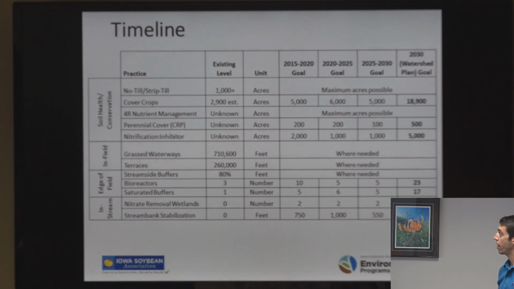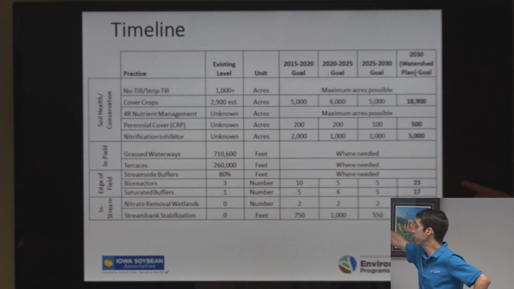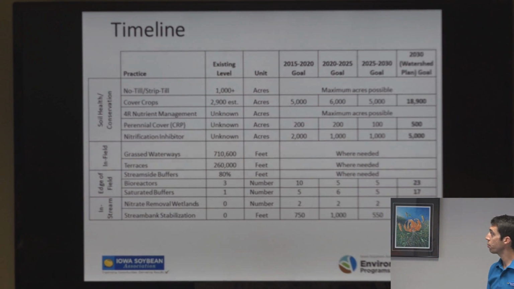It's a 15-year horizon for the Miller Creek watershed, with goals of nearly 20,000 acres of cover crops, so just under half of the watershed, and a good deal of perennial cover and nutrient management and nitrification inhibitor, things like that. And then edge of field practices, 40 of them, which is quite a few for a small watershed, but based on some modeling we do, that's what's needed to get to those goals, along with the nitrate removal wetlands.